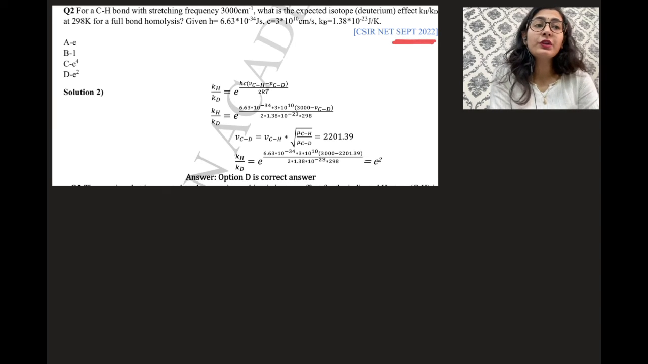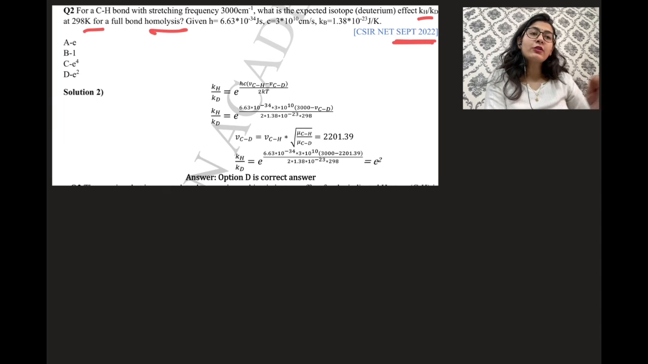Now this particular question was asked in CSIR NET September 2022, a very recent question. For a CH bond with stretching frequency 3000 centimeter inverse, what is the expected deuterium kinetic isotope effect, KH upon KD value at 298 Kelvin for a full bond homolysis? That is, a bond is breaking homolytically, and what is going to be the effect?